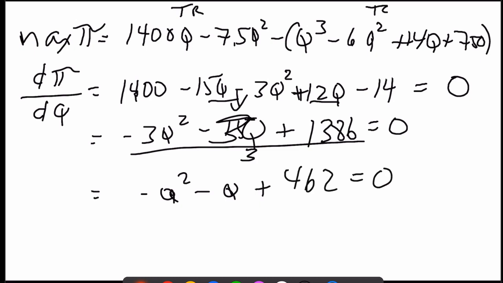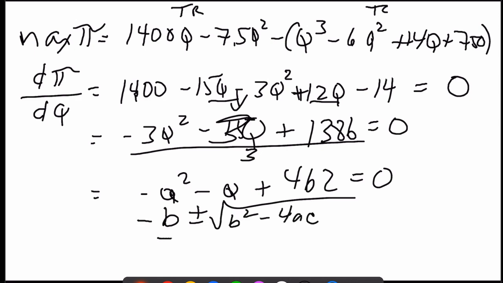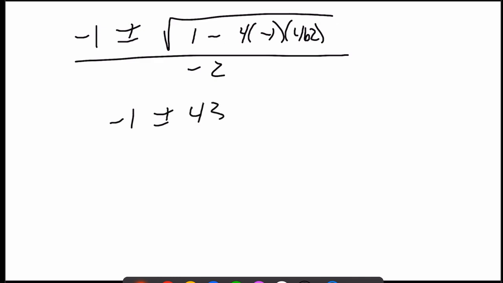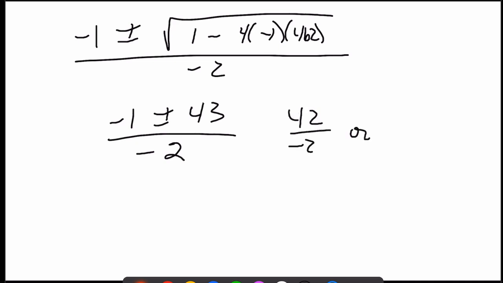Now I say minus b plus or minus the square root of b squared minus 4ac over 2a. And now you're really thinking, why did I take this class? That's minus 1 plus or minus square root of 1 minus 4 times minus 1 times 462, all that over minus 2. So that's minus 1 plus or minus 43 over minus 2. So that's 42 over minus 2, or minus 44 over minus 2, which is minus 21 or plus 22. And those are the solutions.